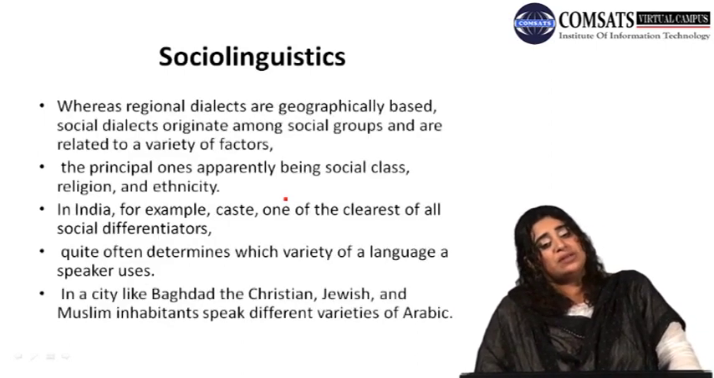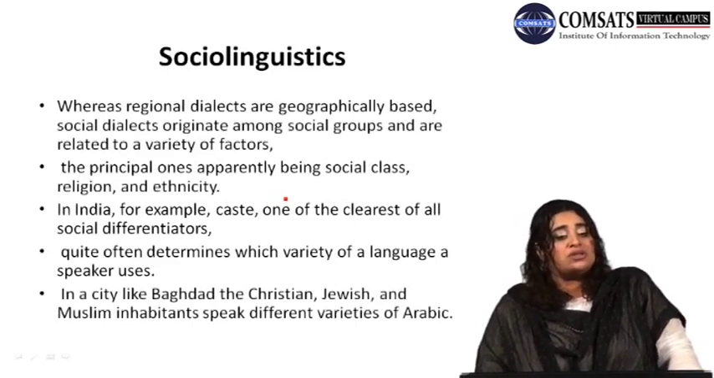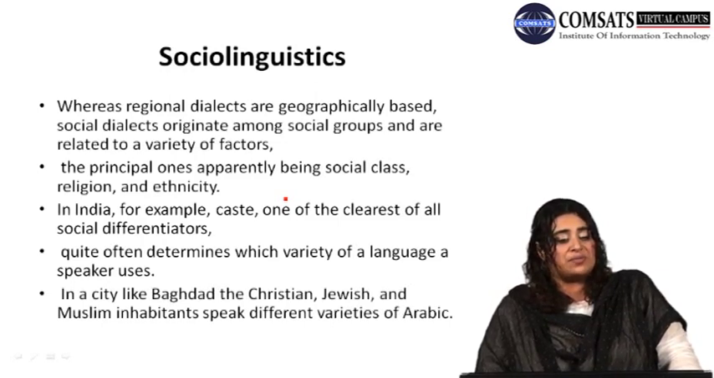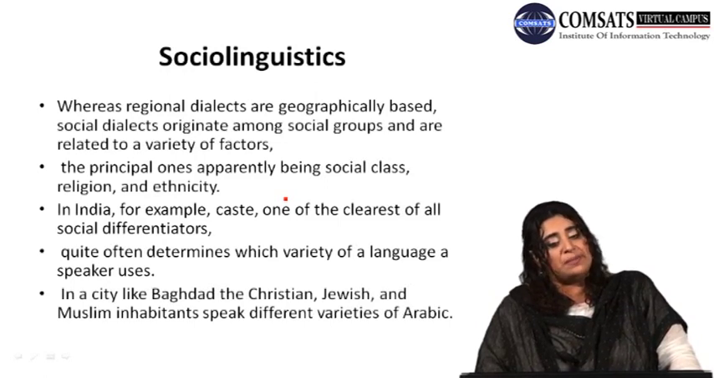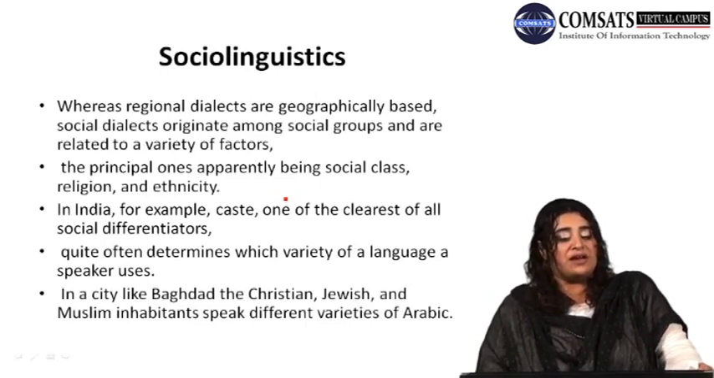So, whereas regional dialects are geographically based, social dialects originate among social groups and are related to a variety of factors, the principal ones apparently being social class, religion, and ethnicity. In India, for example, caste, one of the clearest of all social differentiators, quite often determines which variety of language a speaker would use.